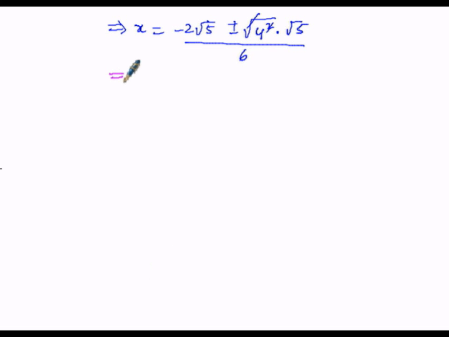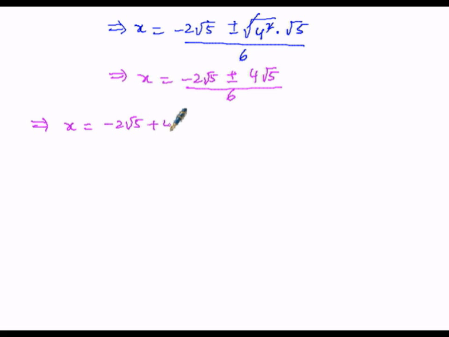So x equals minus 2 root 5 plus or minus, here just 4 is left over without root, into root 5, that is 4 root 5 overall divided by 6. Then there are 2 roots here. So x equals minus 2 root 5 plus 4 root 5 overall divided by 6 is one value, or x equals minus 2 root 5, and the negative one as the next one, minus 4 root 5 overall divided by 6.